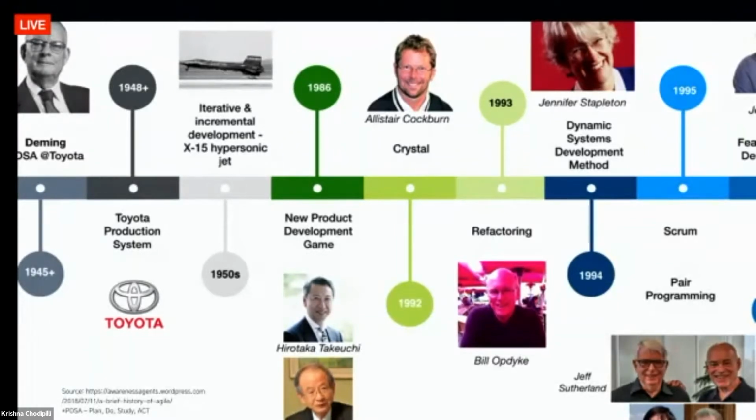Okay, let's move on to the 1950s. The X-15, the hypersonic jet, was an example of incremental development, and it was specially used in scientific and technical research. That's incremental development in the 1950s.